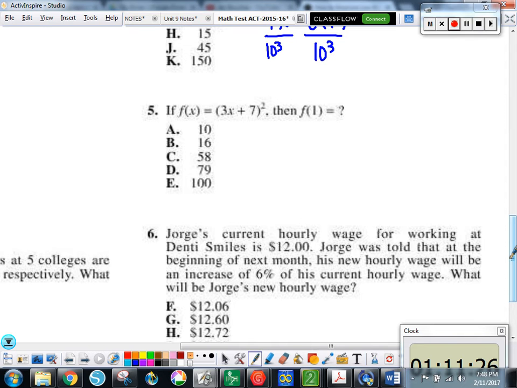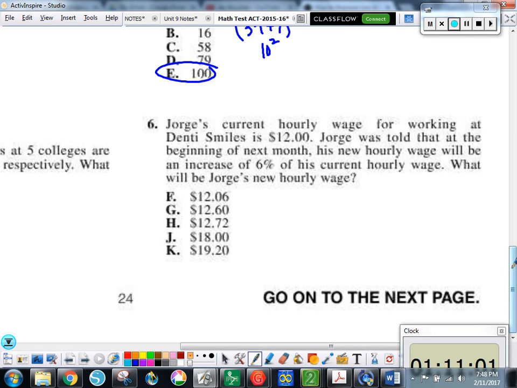If f of x equals (3x plus 7) squared, then find f of 1. So this is function notation. I want to know what the function is if x is equal to 1. So 3 times 1 plus 7 is 10, and 10 squared is 100. So we're just plugging it in and evaluating. All right, I hope this is helpful.